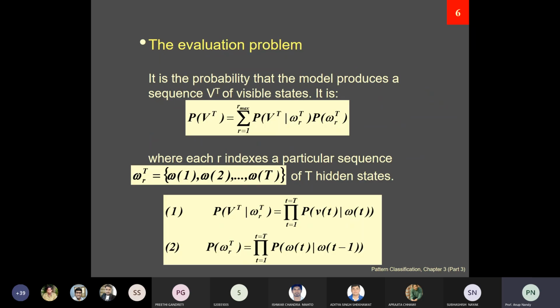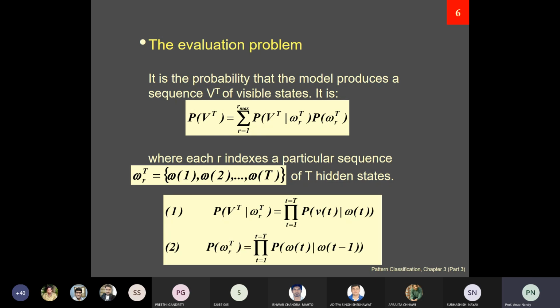Now, what is the evaluation problem actually? It is the probability that the model, where theta is the HMM model, produces a sequence VT of visible states. I already told you. Now, how can the sequence of visible states be computed?